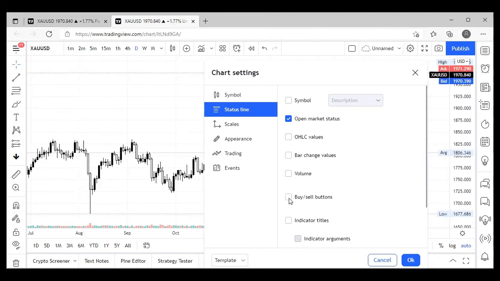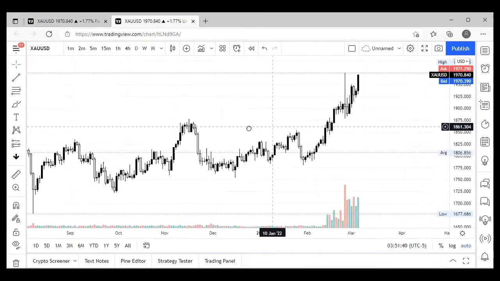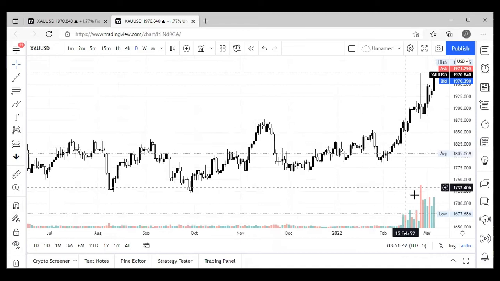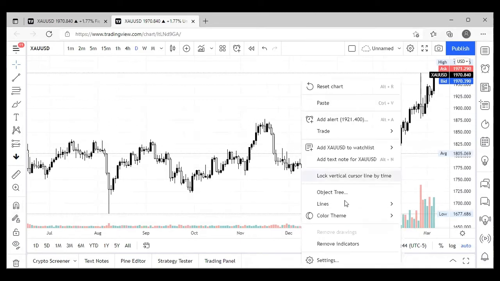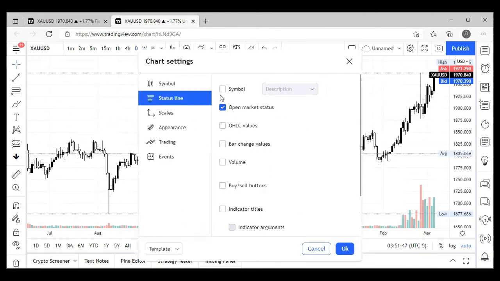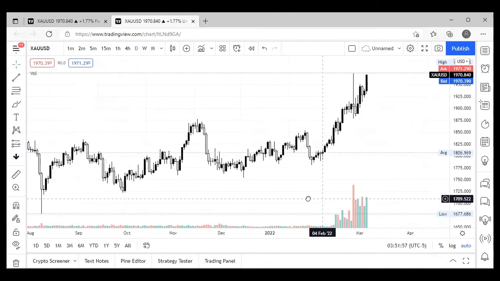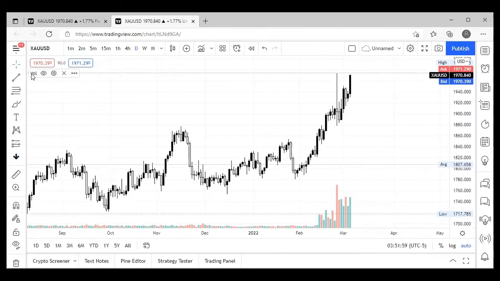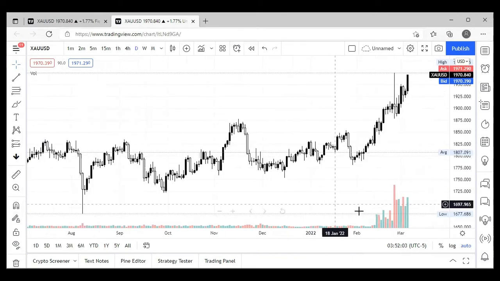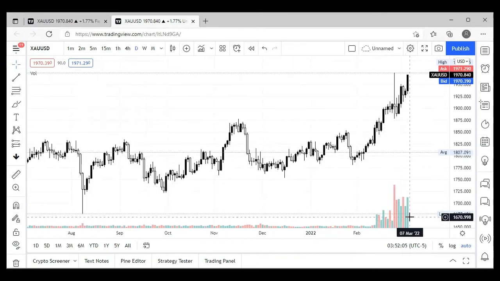So again, some people like their screen empty, like completely. They don't want to see anything. So let's go again, I go back to settings. If I want to bring it back again, I just add them, indicator titles, I can. So there's a volume indicator that comes as a default on TradingView, this volume indicator here. Basically it shows you the volume in the market, and you just hover over it.